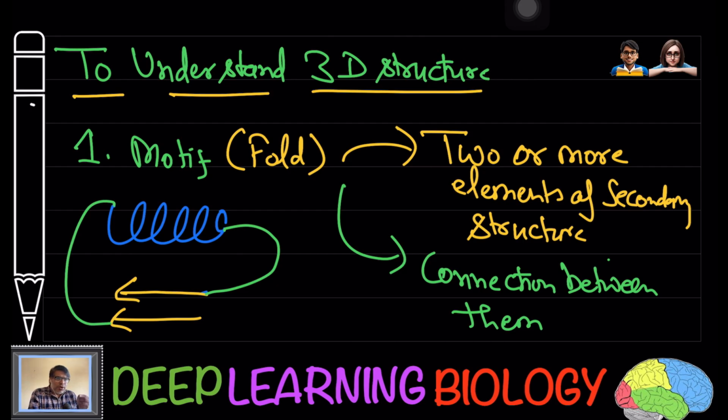So here you are going to have two or more elements of secondary structure. Here you have one alpha helix and two beta structures, and they are being connected. So this structure is going to form a beta alpha beta loop. Beta alpha beta loop, this is a motif. Hopefully it is clear what is a motif.